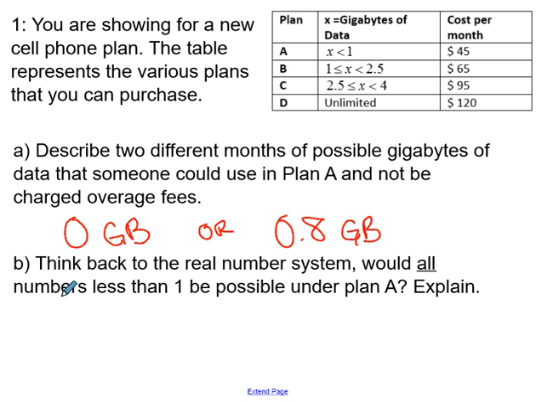Part B says, think back to the real number system. This inequality says X is less than 1. But is it true that all numbers less than 1 would be possible under this plan A? And hopefully you're thinking, of course not. This is a real life problem. We're talking about gigs of data. We would say no, because negative numbers don't make sense, right? So we cannot have negatives.